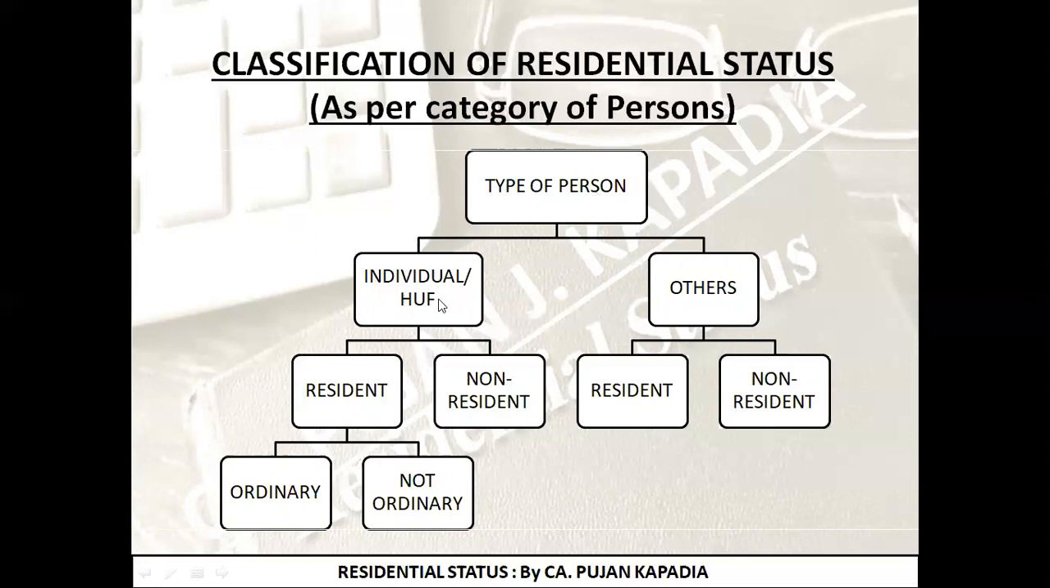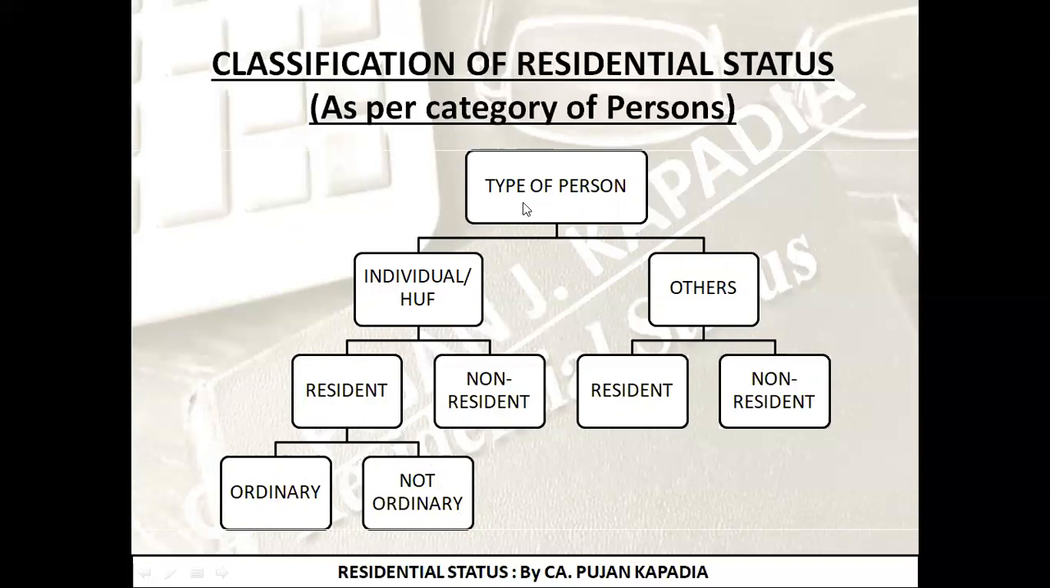If you are an individual or HUF, then you are going to see your left hand side. And if you are anything else, that is other than individual or HUF, that is, if you are a firm, a company, AOP, BOI, etc., then you are going to see your right hand side. In both cases, the broad primary classification is resident and non-resident, as you can see in this chart. Fine. But now, if you are an individual or HUF, then there is a further classification of resident, that is whether you are ordinary resident or not ordinary resident.